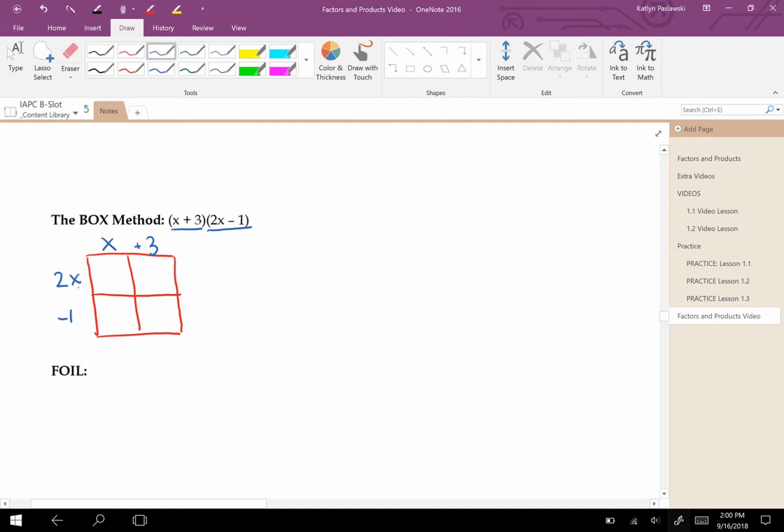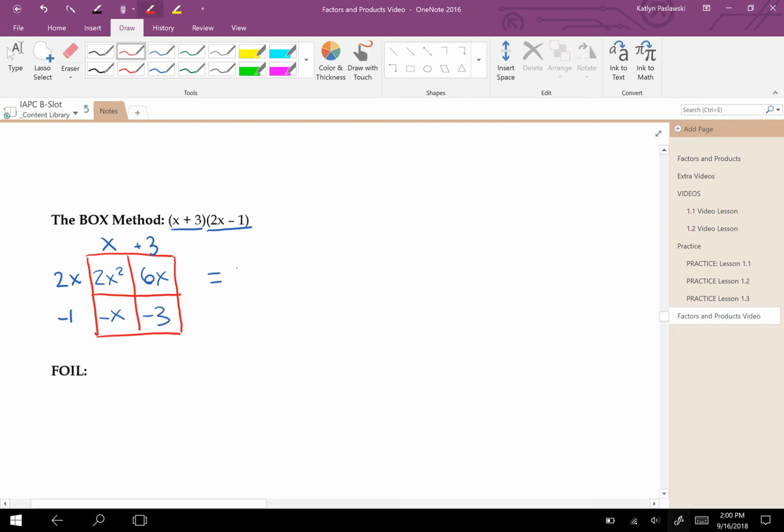So here I have 2x multiplied by x would give me 2x squared. 2x multiplied by 3 is 6x. X multiplied by negative 1 is negative x. And negative 1 multiplied by 3 is negative 3. Now I'm going to write out these terms.